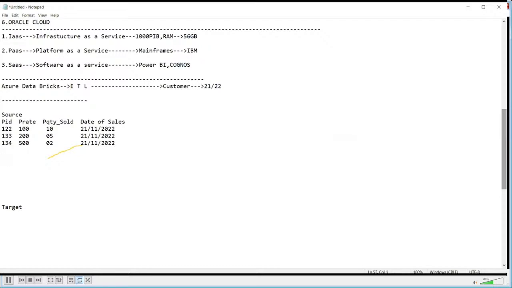The 21st data is already recorded. Do we have the 22nd data? No, we will write the 22nd data. To write it, I'll simply copy this information and paste it here. But instead of this, I will make the rate 200, here I'll make the rate 300, and here I'll make the rate 1000. The product quantity sold stays as it is, but I'm changing the rate here. And the date is 22.